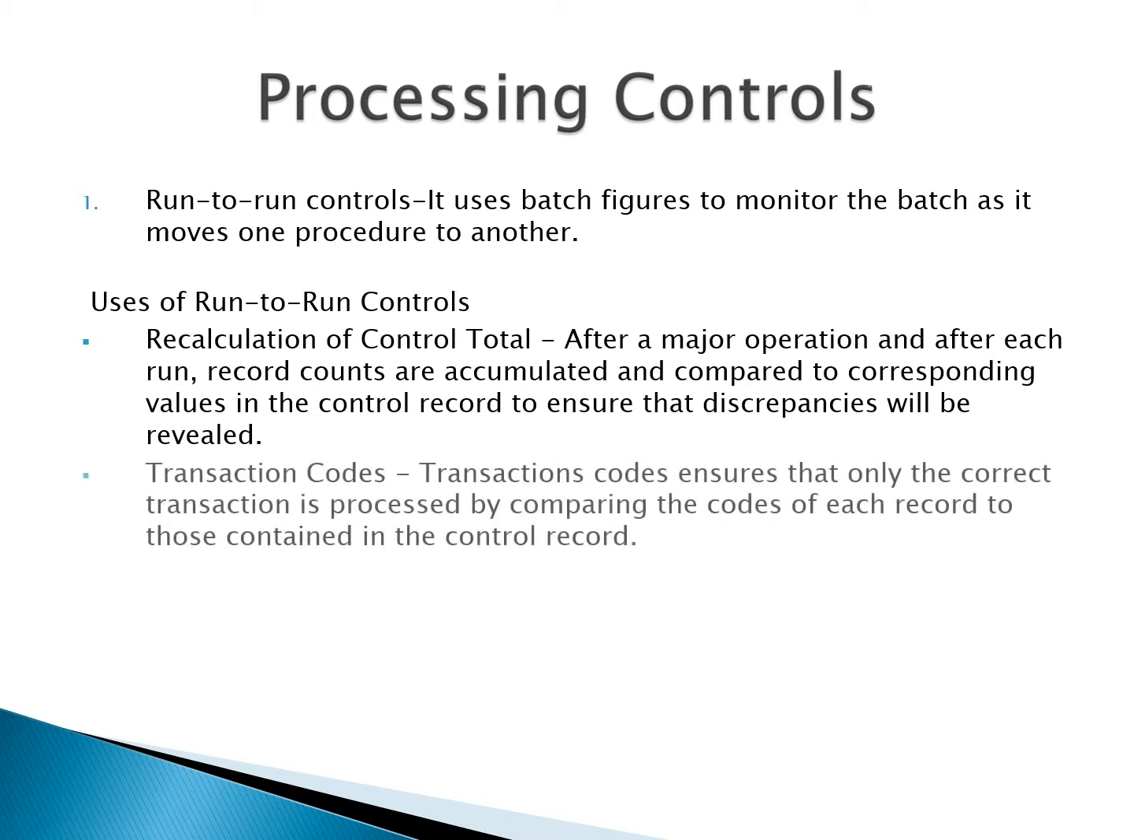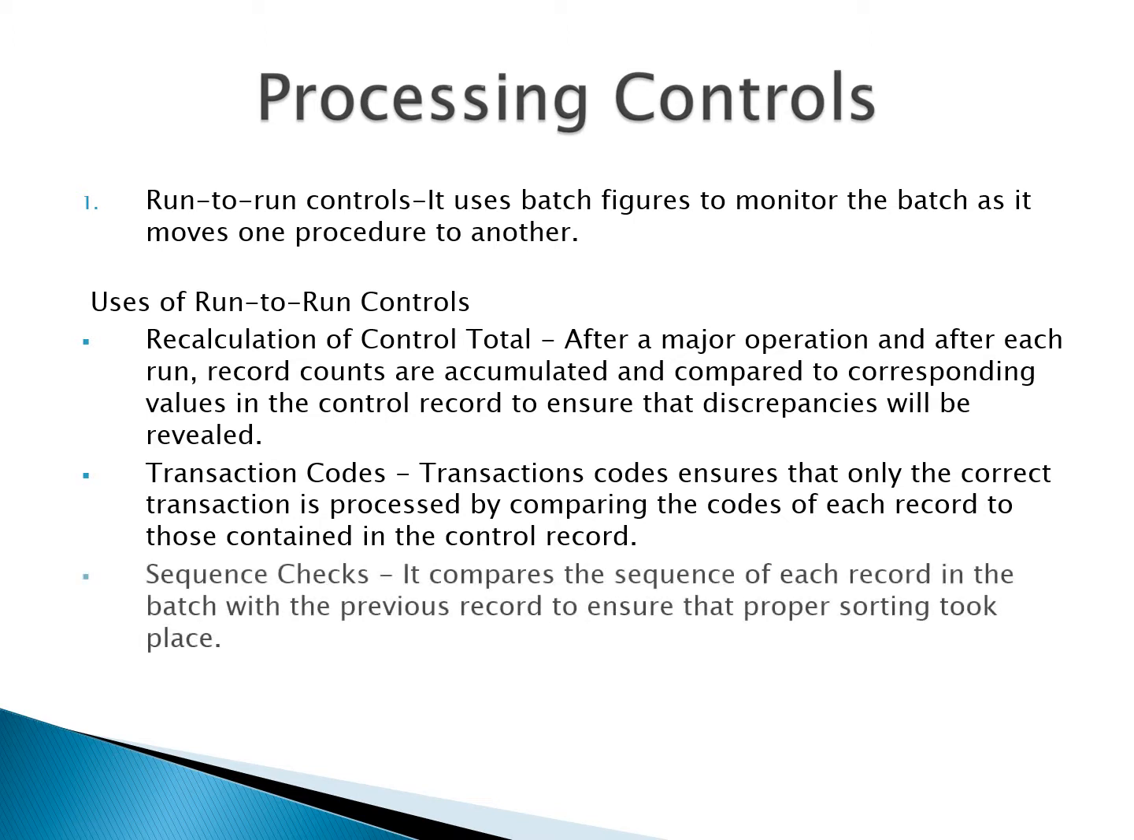The transaction codes. Transaction codes ensure that only the correct transaction is processed by comparing the codes of each record to those contained in the control record. Sequence checks. It compares the sequence of each record in the batch with the previous record to ensure that proper sorting took place.